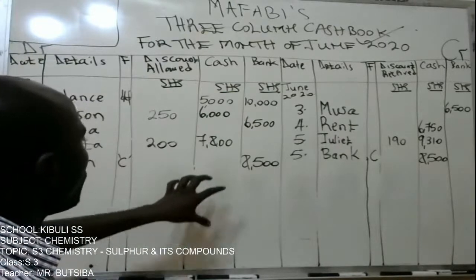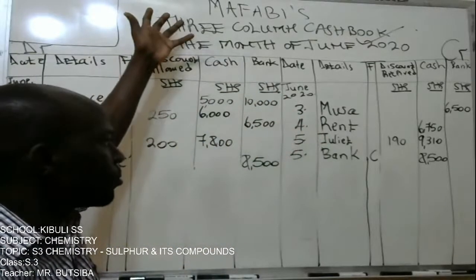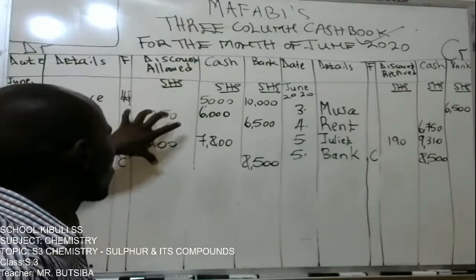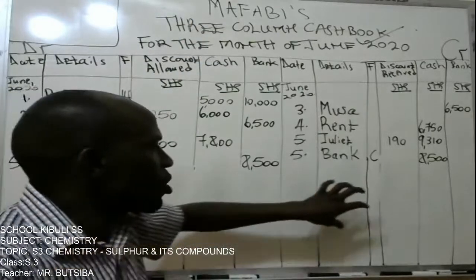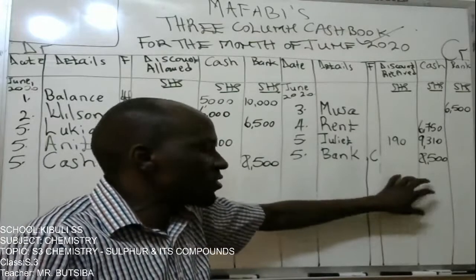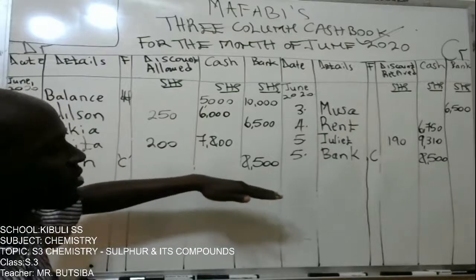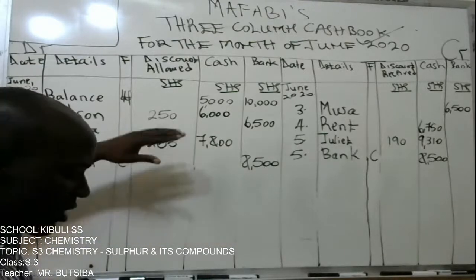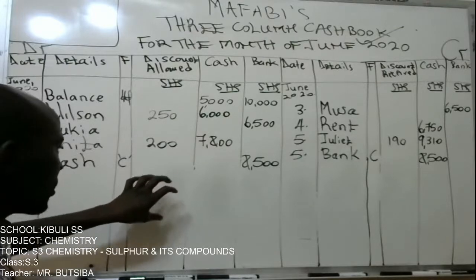And we are going to balance cash and bank the same way we balance the 2-column. The only change comes with the discount columns. For the discount columns, we simply get the totals. So don't balance discount allowed with discount received. No. Simply get the total for the respective discount columns and put it there.